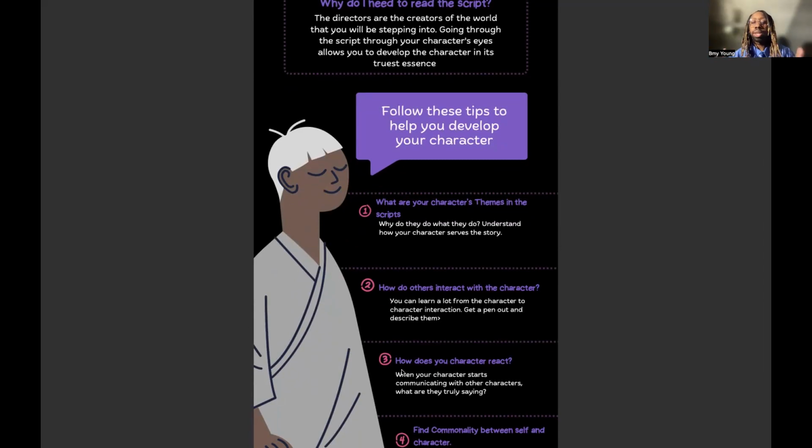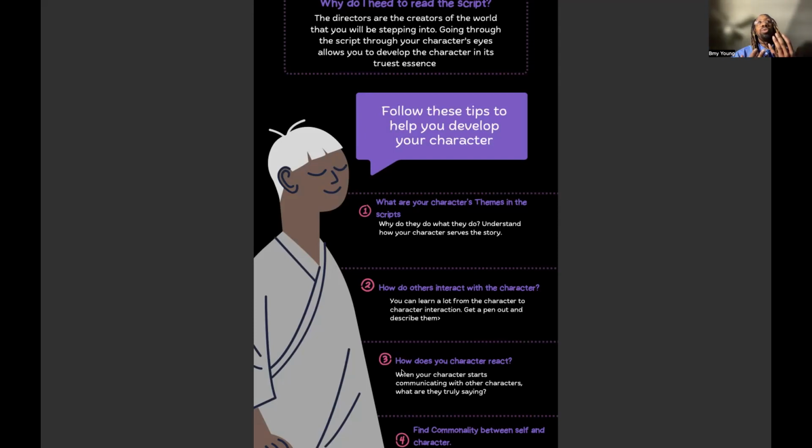Tip number 2, how do others interact with the character? So you can learn a lot from the character's interactions as a whole. So get your pen out and start to describe those interactions. This will give you your points that you want to hit as you're developing and creating that character. So when you start rehearsing, you'll want to start taking on those mannerisms that you see or those patterns that you are finding.